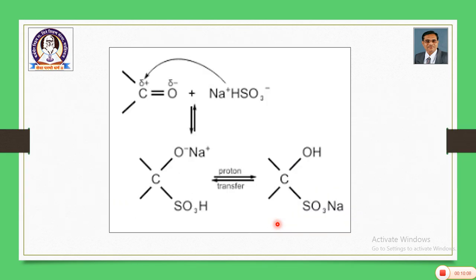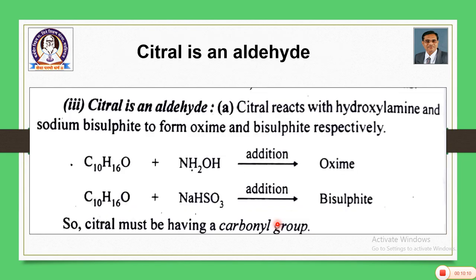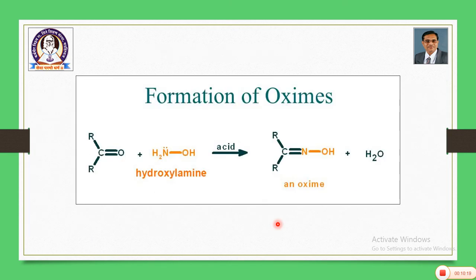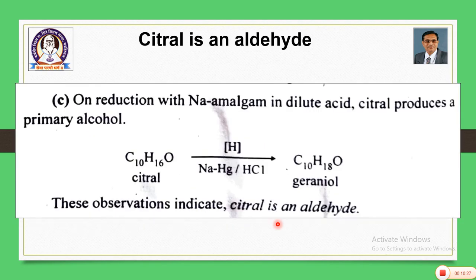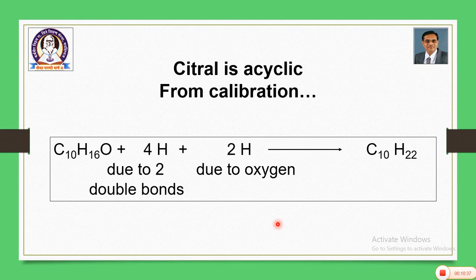So, I will repeat once again. See, from this reaction, that is reaction with NH2OH and NaHSO3, we confirm that there is presence of a carbonyl group. That the carbonyl group is an aldehyde is confirmed by two reactions. One is oxidation to get geranic acid containing the same number of carbons, and reduction having the same number of carbons, but there is an additional number of hydrogens. So, these two reactions confirm that the compound is having an aldehyde group.